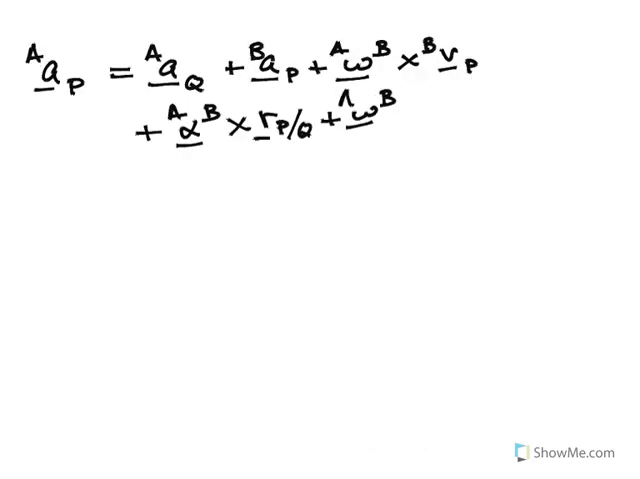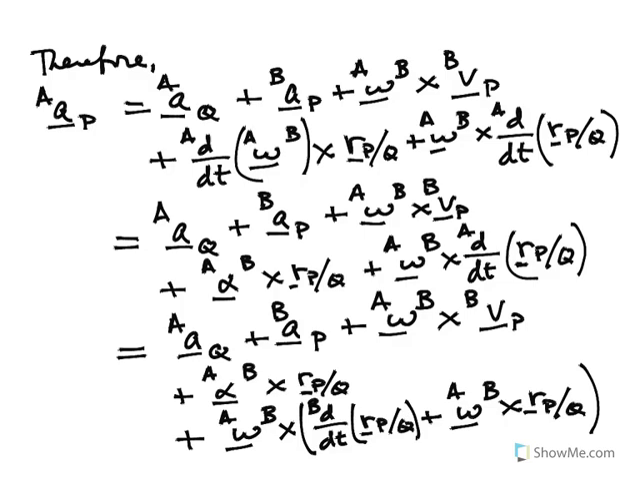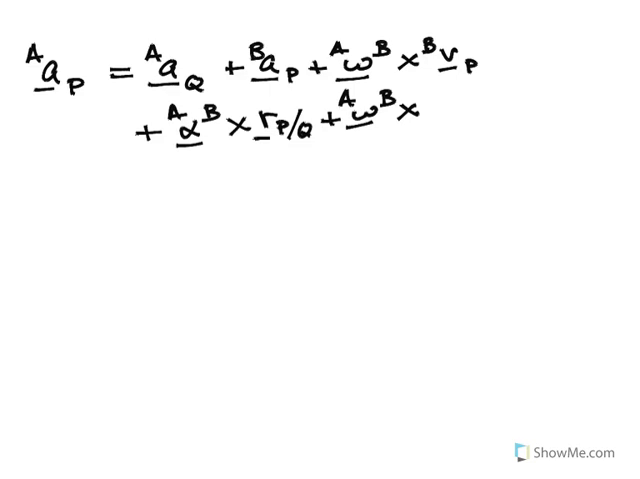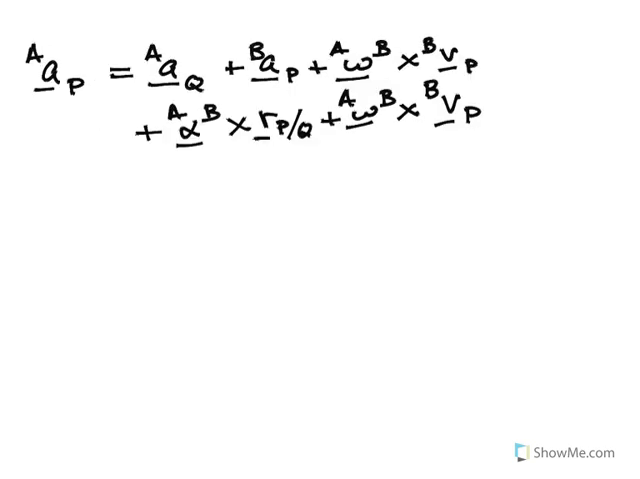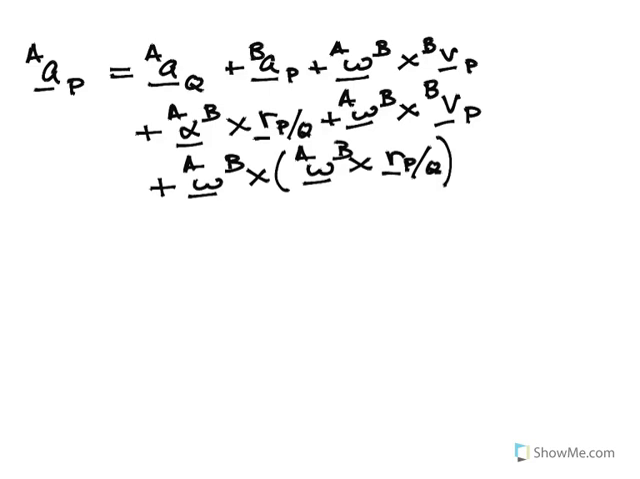omega BA crossed with, now if you look at the term here, I've got d/dt in B of RP relative to Q, but d/dt in B of RP relative to Q is equal to the velocity of point P in B. And then I have the last term, which is plus omega BA crossed with omega BA crossed with RP relative to Q, which gives me that the acceleration of point P in A is equal to the acceleration of point Q in A plus the acceleration of point P in B.